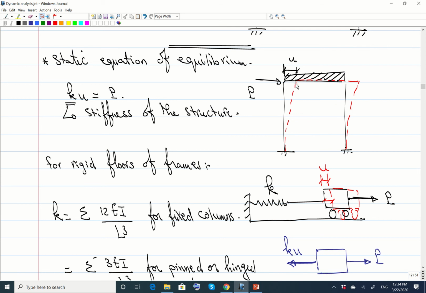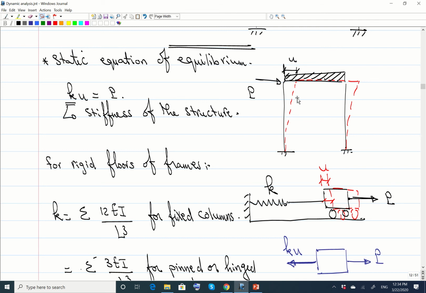What does this mean? At the beginning of the motion, someone pulled the truss, or sorry, pulled the frame to the side like this, with an initial displacement u naught. Then you release this displacement, so the frame will go back and vibrate a little bit, and keep vibrating.